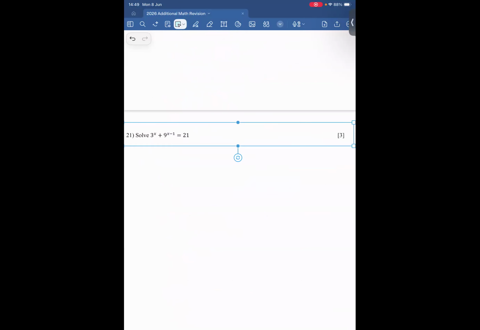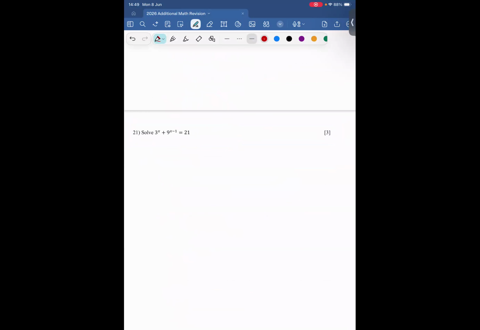Okay, whenever you have an exponential function or indices, we don't like the plus sign. Whenever there's a plus sign, either you think of factorization or you think of substitution. You know that 9 and 3 are definitely related, so we change the 9 to 3 power 2. When you expand this, it will become 3 to the power of 2x minus 2. And this will give you 3 power 2x times 3 power negative 2 equals 21.